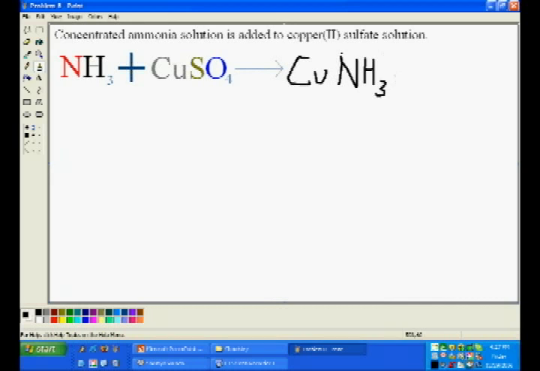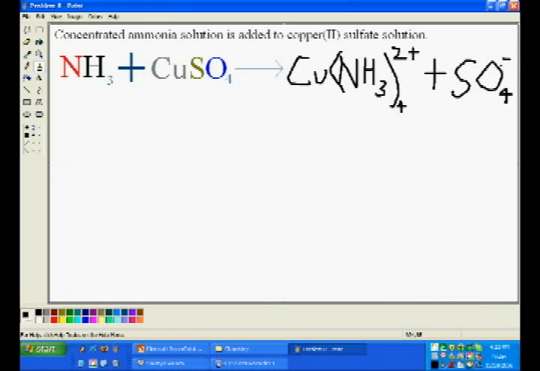Now, the complex has a charge. The charge is these 4 NH3s have no charge, and the Cu has a 2 plus, so the whole thing will be 2 plus. And there will be a leftover sulfate ion which has no place anywhere else. It has nowhere to go.